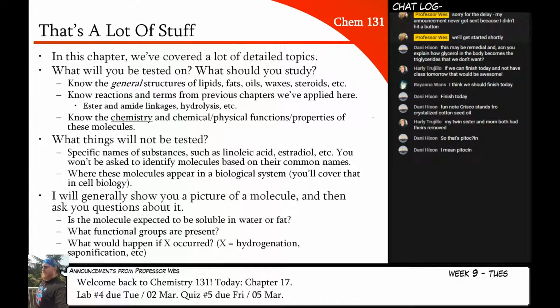I want you to know general structures. So for example, if I send you a picture of a lipid with specific linkages, I want you to be able to tell me what lipid I am referring to. So know the general structures of all of these things. I might ask you a question like, here is a molecule, which of these would you categorize this as?